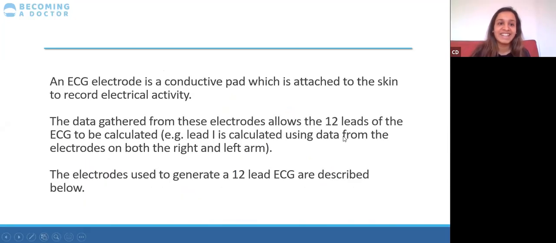Okay, so what's the electrode? The electrode is the conductive pad that's attached to the skin to record the electrical activity. And the data gathered from these electrodes allows the 12 leads of the ECG to be calculated. For example, lead 1 is calculated using the data from the electrodes on both the right and the left arm. I go over that in a bit more detail later. And the electrodes are used to generate this 12-lead ECG that we talked about.